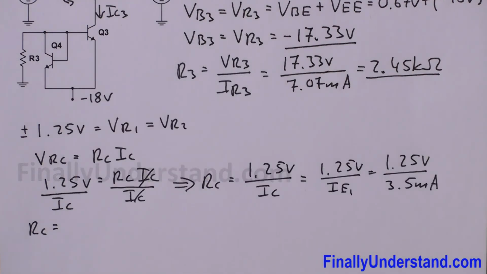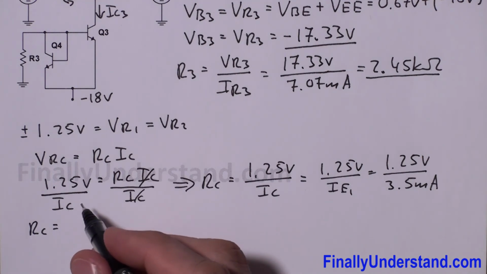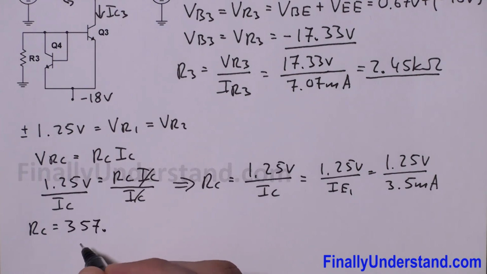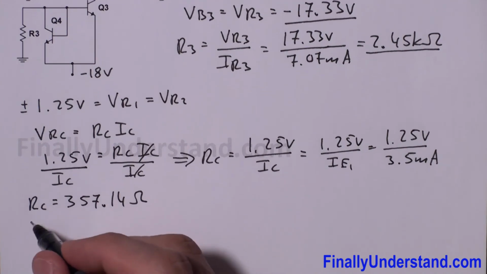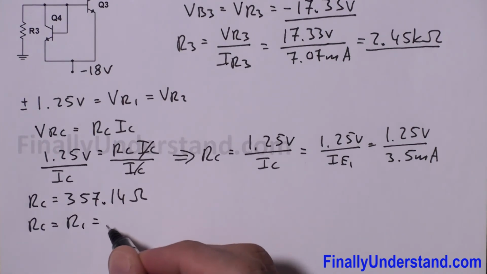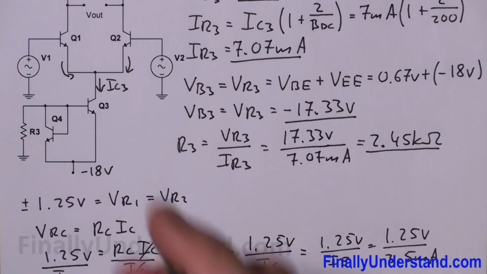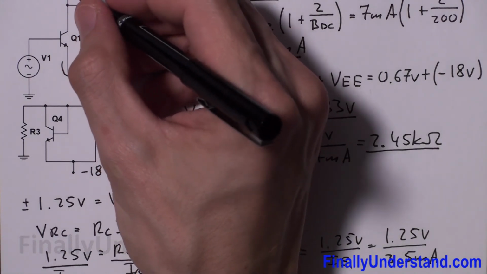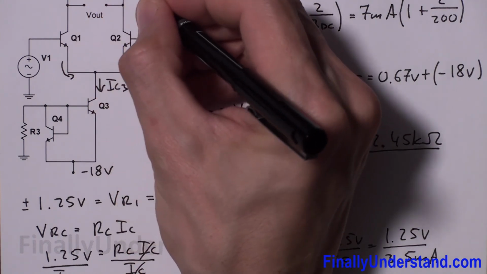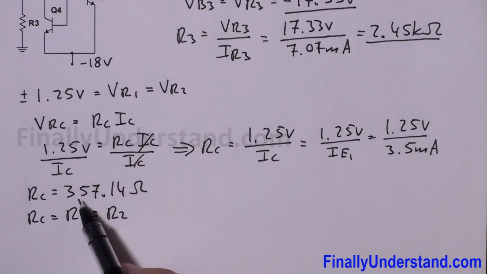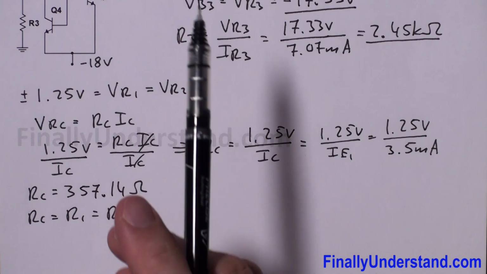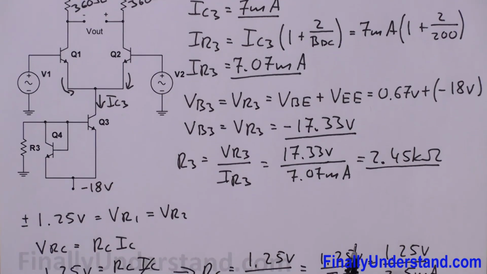This is equal to 357.14 ohms. Okay, so in real life you are probably going to choose 360 ohms. So this is my RC. In other words, RC is equal to my R1, and this is also equal to R2. So the values of the resistors over here I'm supposed to put as 360 ohms and 360 ohms, because this is the closest resistor value, which is going to be equivalent, I can say, to 357.14 ohms. Okay, so we found the value of resistor R3 and the values of resistors R1 and R2, so we can say that the problem is solved.